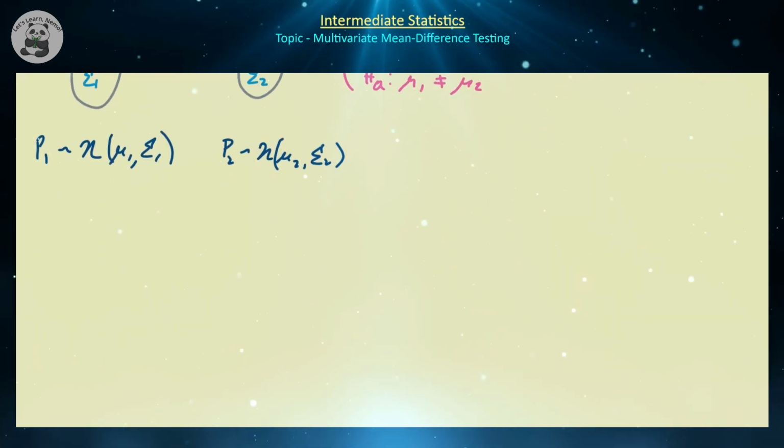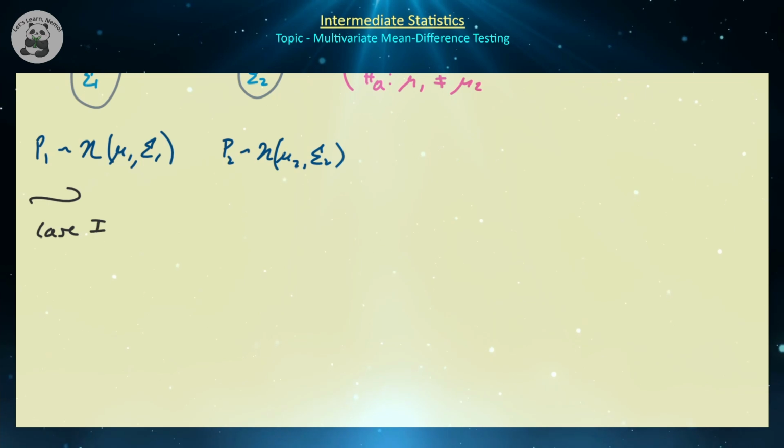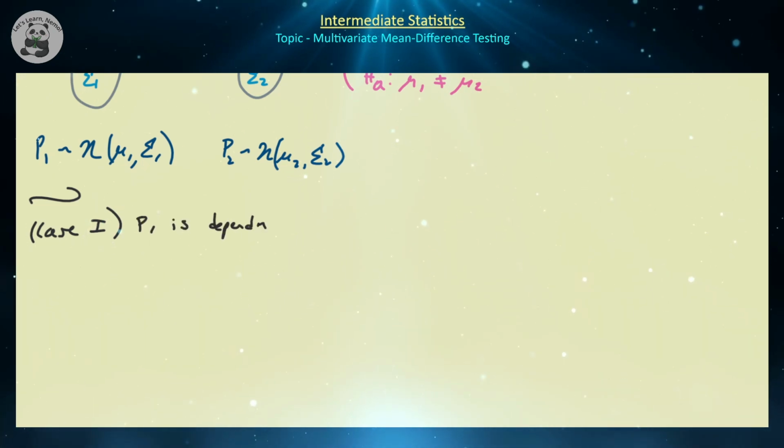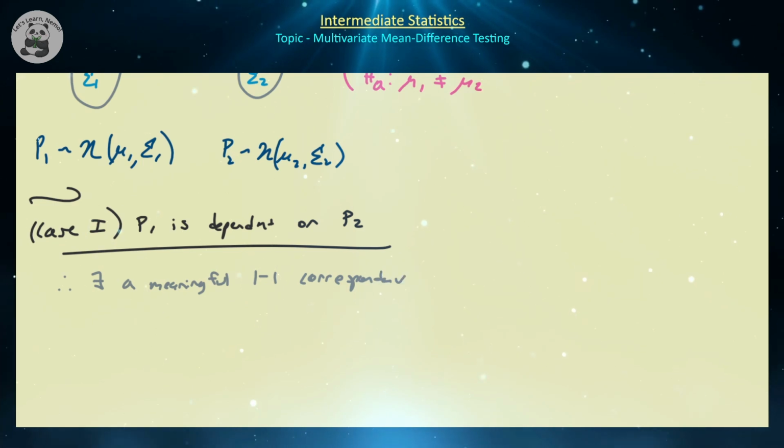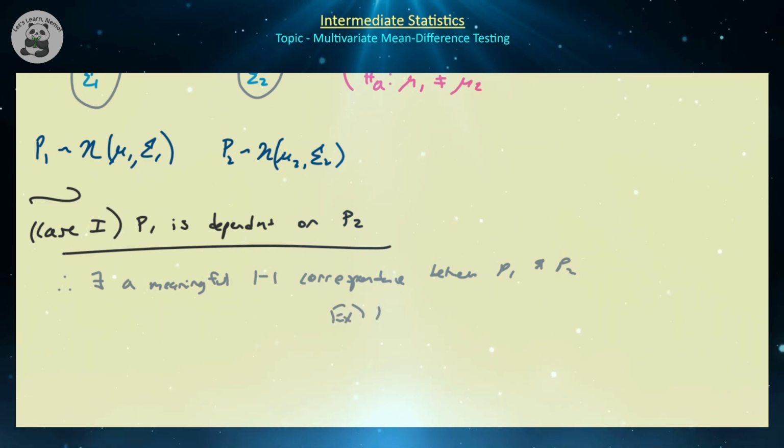So the very first case, case 1, that we're going to be concerned with follows the parallel of what we did with the univariate case, and that is P1 is dependent on P2, or P2 is dependent on P1. So what exactly does that mean? That means that there exists a meaningful one-to-one correspondence between P1 and P2. The most common example for this one-to-one correspondence is usually before and after studies.